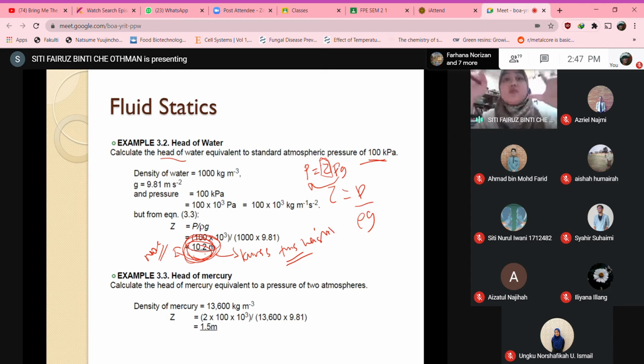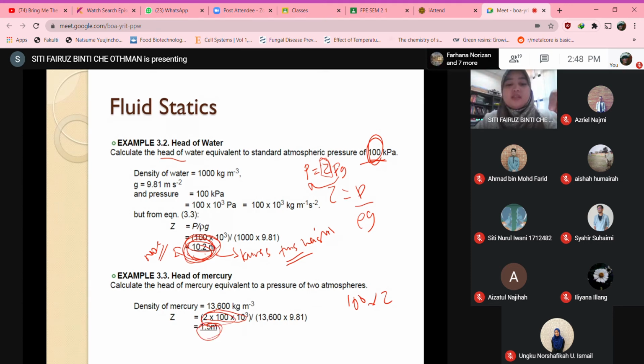So it has to be either 10.2 atau more. Okay, so that kalau you want to discuss in terms of depth, dia lain sikit. Kalau you change the pressure tu, you will be able to know the size of the tank yang boleh simpan you punya fluid tu. Okay, so that's another way of looking at it. So contoh macam mercury kan. Mercury, head of mercury equivalent to 2 atmospheric pressure. Atmospheric pressure 1 times 2 lah kan. Betul lah, 2 atmospheric pressure.